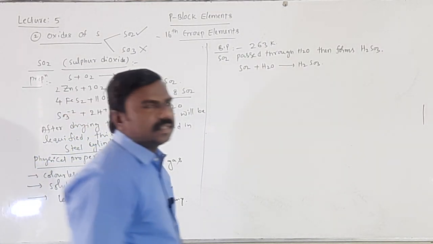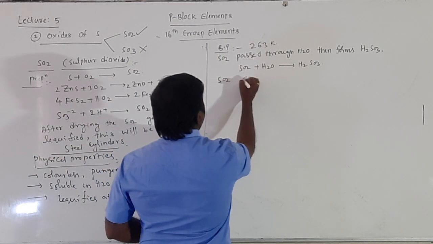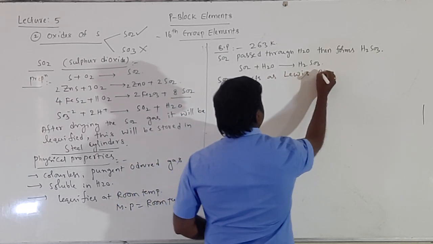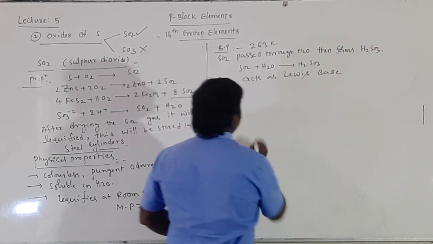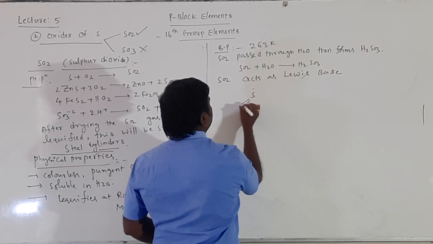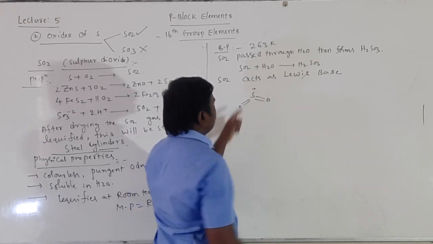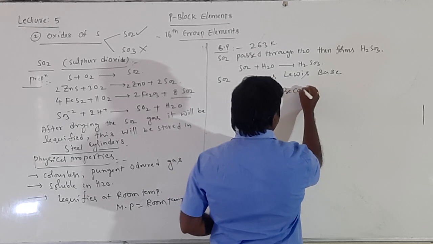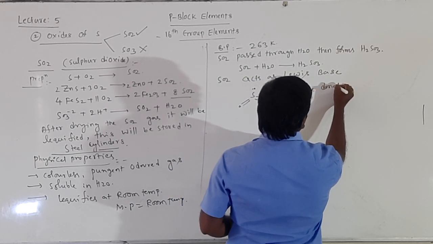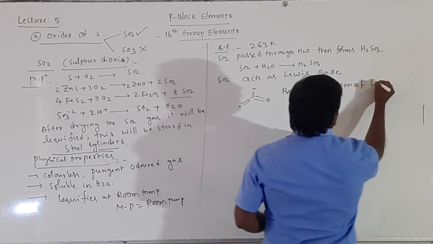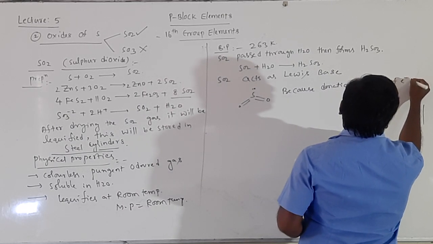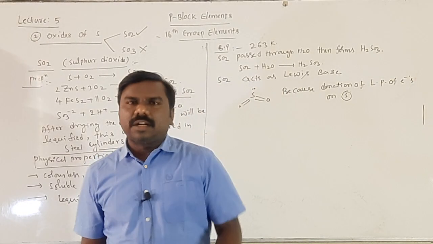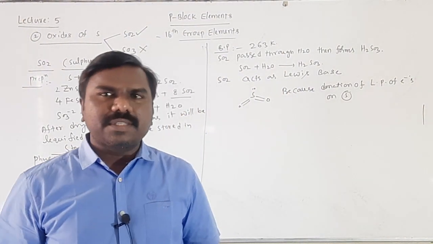SO2 acts as a Lewis base, because on sulfur there is a lone pair which can be easily donated. Donation of the lone pair of electrons on sulfur to others, acting as an electron donor, hence it is a Lewis base.